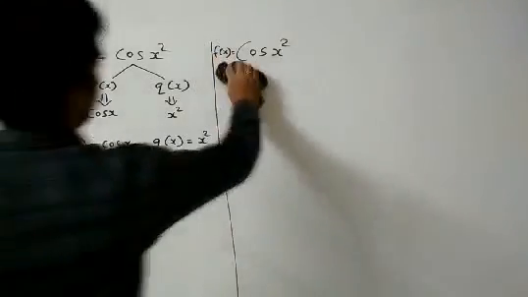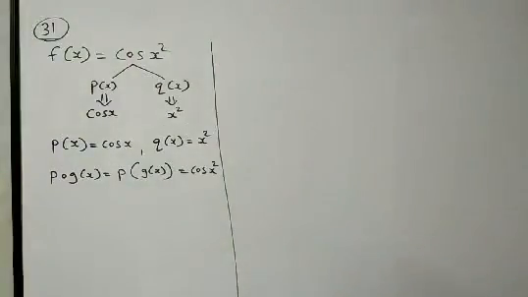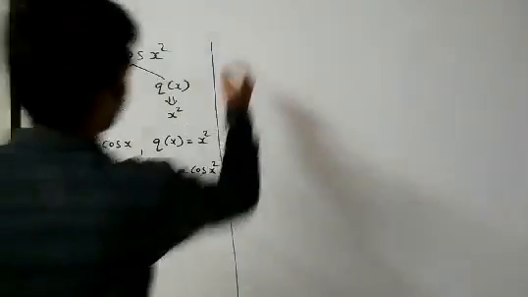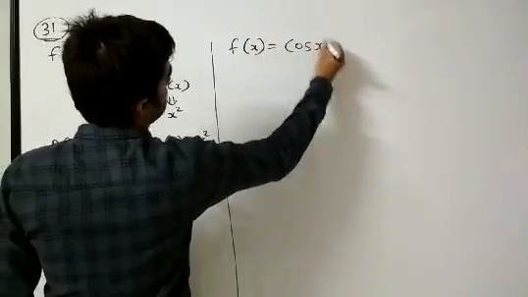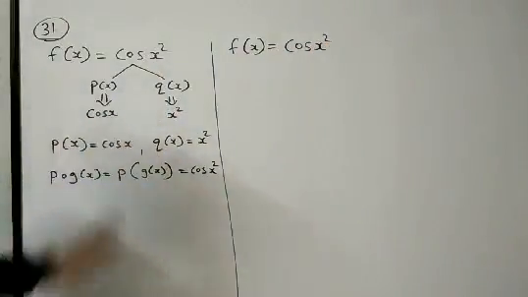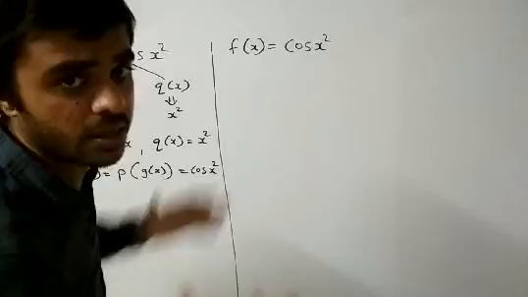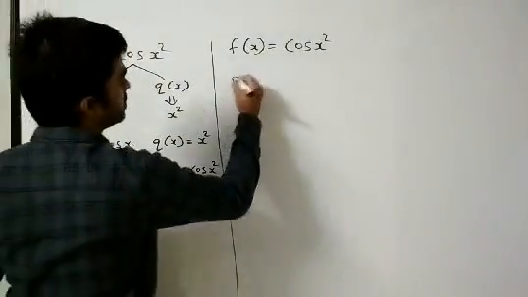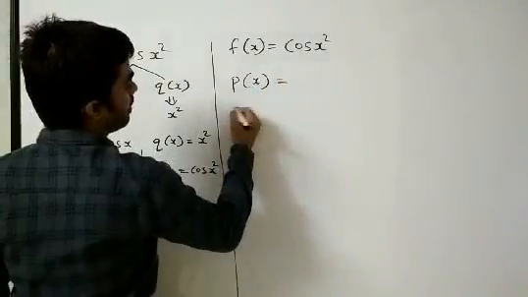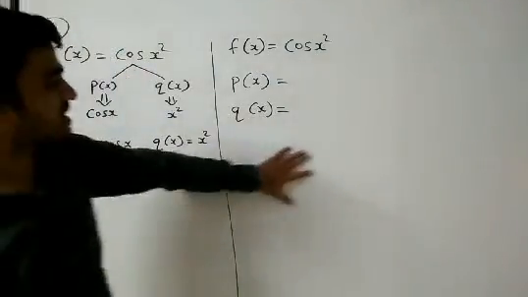See, I will tell you. Now you try to understand. Understand that there is a function f of x. Its value is cos x square. That is the same function. I am giving you the same example. Now we have to divide this into two functions. One function is p of x, the other will be q of x. I hope this is clear at least.